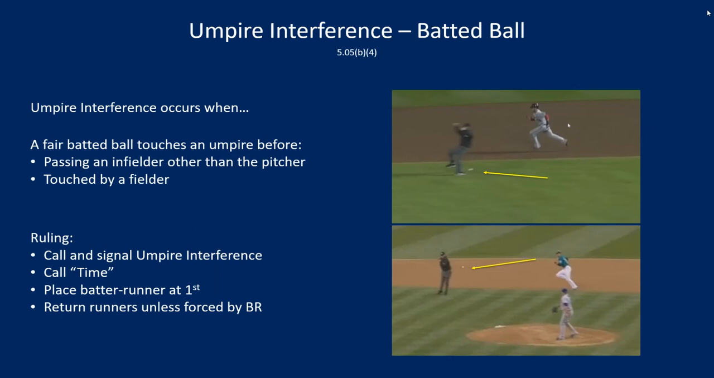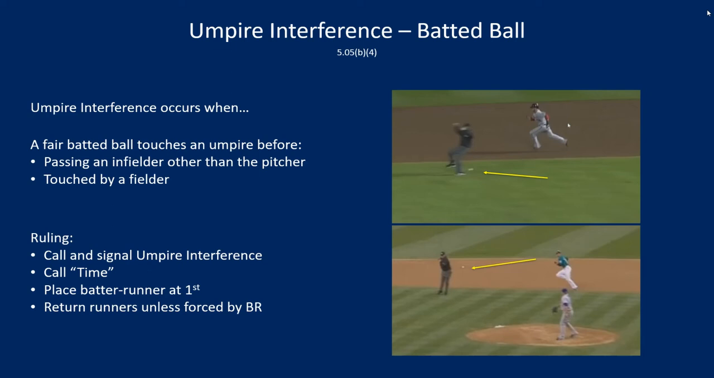We're now going to talk about some other situations of interference. This is our umpire interference. There are a couple of different ways that umpires can interfere, and there are a couple of different situations where it is not interference according to the rule book. So we're going to talk about those for the next couple minutes.